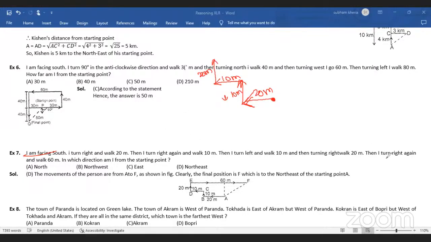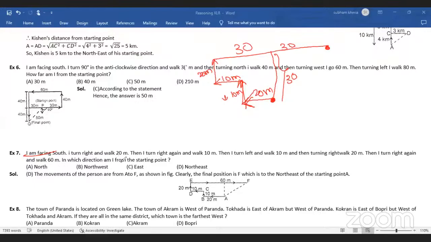Okay, are you understanding? Then I turn right again and walk 60 meters. Look, this is 10, this is 20, and he is walking 60 meters. That means, understand this, this is 30, 10 plus 20, and this is 30. And he was here. And how much is this distance? Look, this is 10 and this is 20. So this is also 30. This is 30, this is 30.